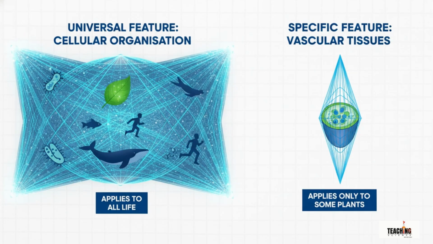The logic here is that a really good classifying feature has to work like a massive wide net. Cellular organization, whether a cell has a true nucleus or not, is literally a universal feature. It applies to every single organism on Earth, from a tiny bacterium to a massive blue whale. It gives us a super reliable, deep first split. Xylem and phloem, on the other hand, are highly specific structures that only exist in some advanced plants, so we always want to use the widest net first.